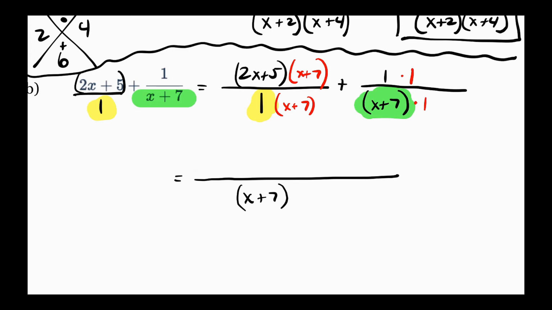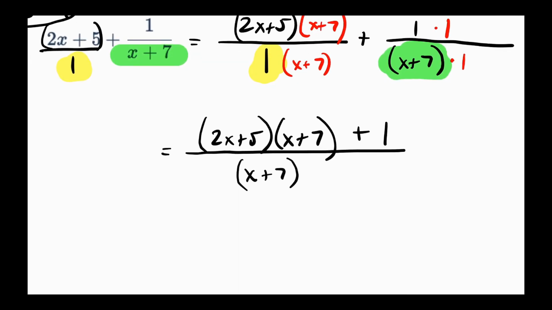Okay, so now I'm going to write everything I have on top, exactly how it is: 2x plus 5, x plus 7, and then plus 1. 1 times 1 is just 1. Okay, step 4, adding and subtracting, that part is done. The last step is simplifying the top, simplifying the numerator.